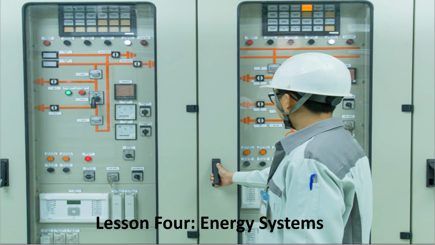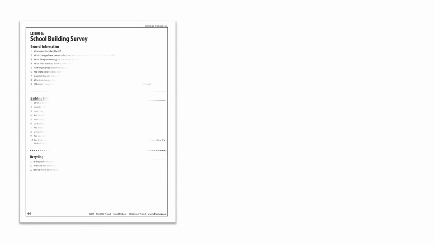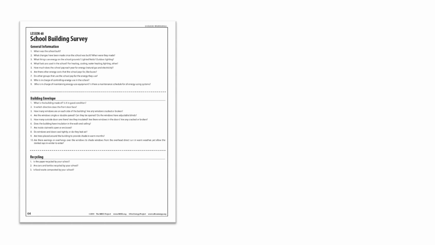Lesson 4, Energy Systems. After completing the lessons in the energy unit, students will now discuss and explore how energy usage works as part of a system. To explore this concept, students have two options. Option 1, Energy Audit. Before getting started, contact your school's facilities manager or your school maintenance staff to answer the school building survey questions on page 64 and 65.